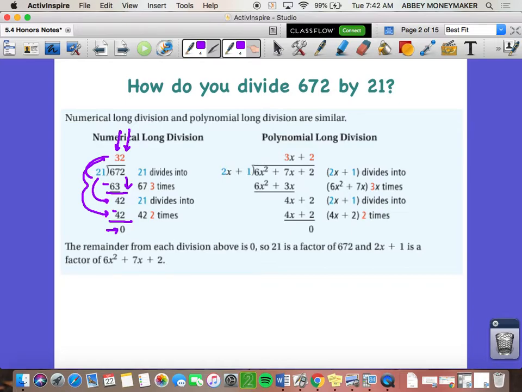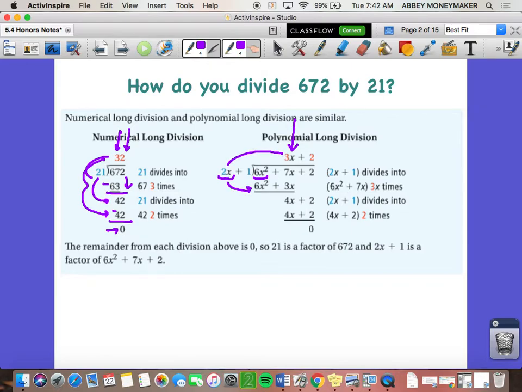Very similar process here when we're doing polynomial long division. We ask ourselves a different type of question though. So instead of saying how many times can 2x go into 6x squared, what we like to say is, what are you going to do to 2x for it to become 6x squared? Well, we multiply it by 3x, and we line that 3x up with our other linear term here. And then we multiply. 3x times 2x gives me that 6x squared.